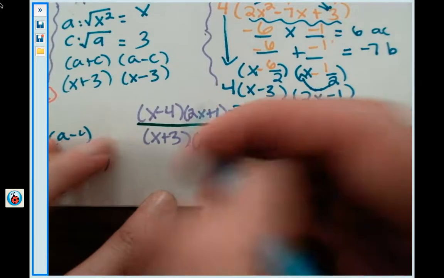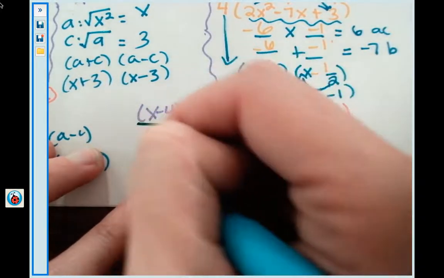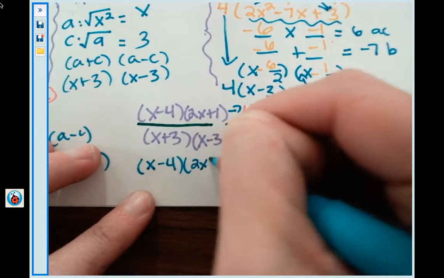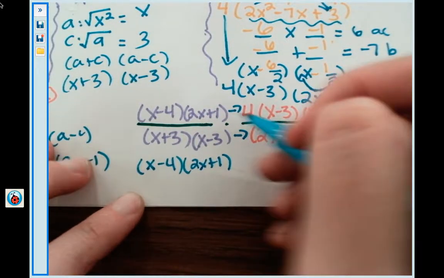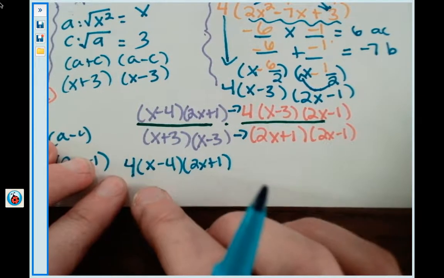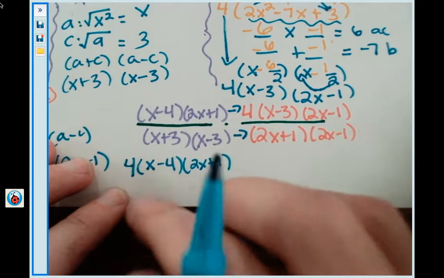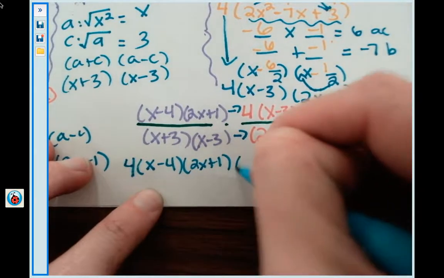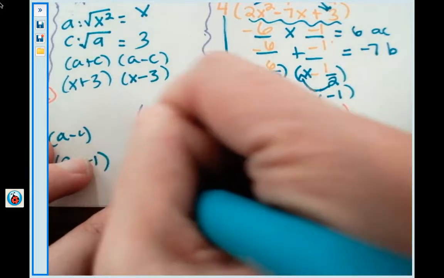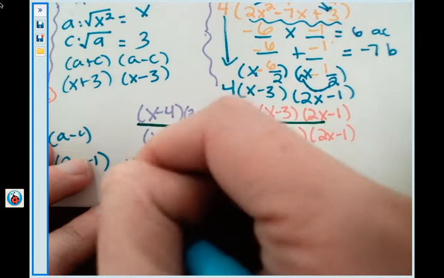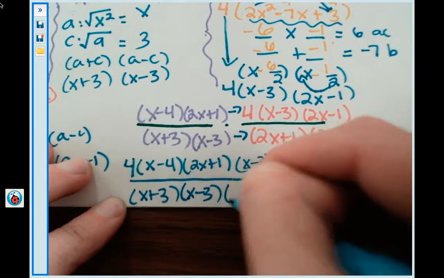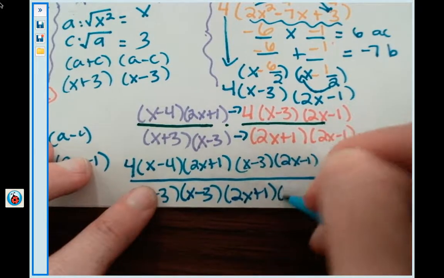That's all. Okay, so I'm just going to write all my numerators on one line. So x minus 4 times 2x plus 1. Okay, the 4 I'm going to put in the front so it's not awkward and weird. We don't want our 4 to get bullied at school or anything. It can't be awkward. Okay, and then we have x minus 3 and 2x minus 1 all over x plus 3 times x minus 3 times 2x plus 1 and 2x minus 1.